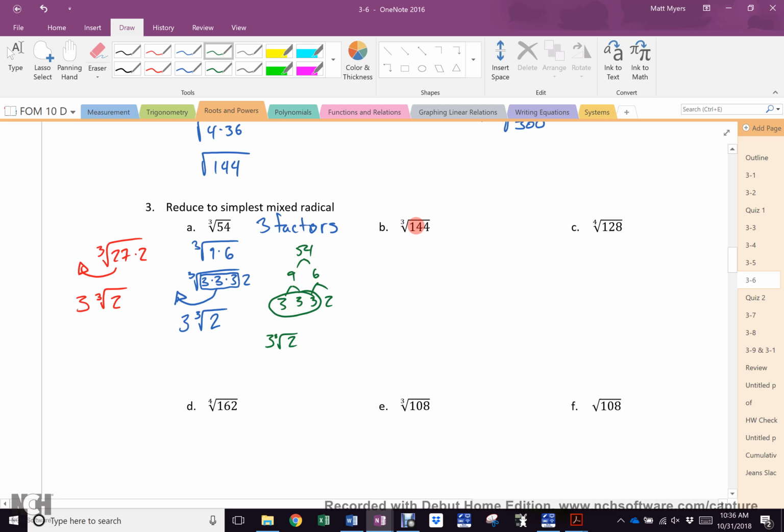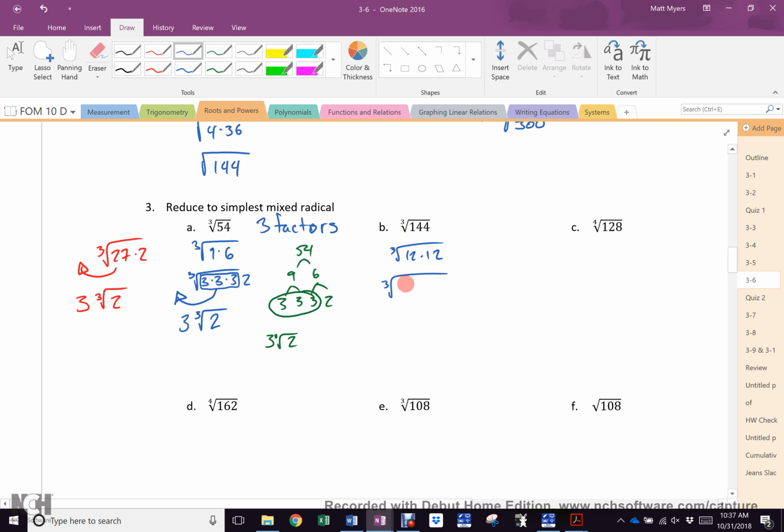99% of you are going to look at that and tell me the answer is 12, is it? Why? Because it's cube root of 144. So I need groups of 3, don't I? So, can't really do that, right? Hard to do the expert way. So let's break it down the blue way. I do know that's 12 times 12, don't I? Yeah. Any groups of 3? No.